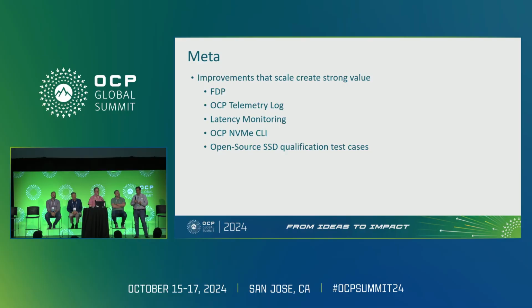Open source stuff, OCP, NVMe CLI, having an open source CLI to control everything, super valuable. And open source qualification test cases, once again speeding time to market. And so these are all valuable things that we think make a big difference.